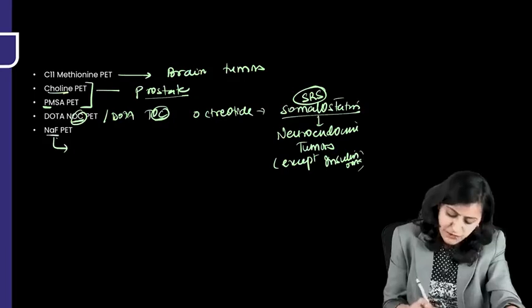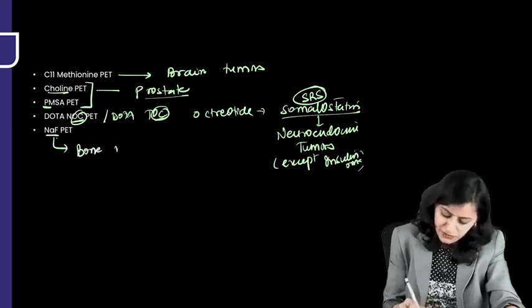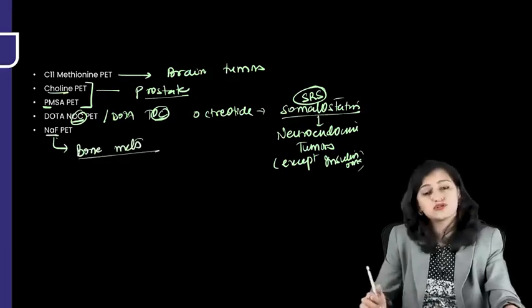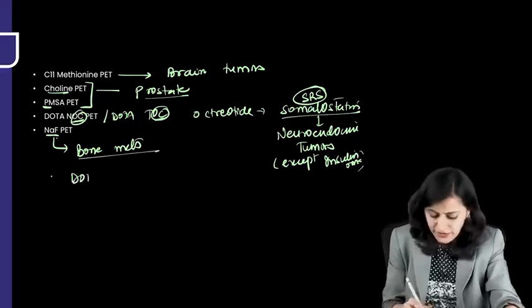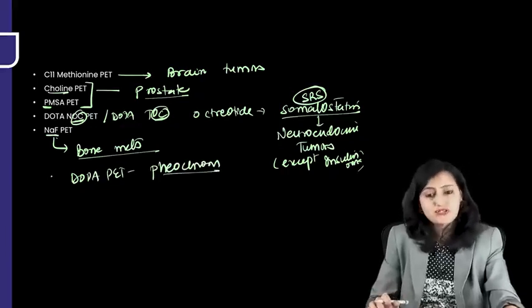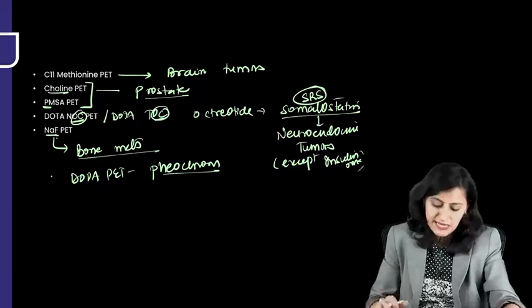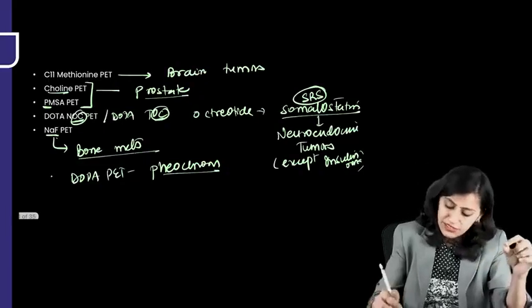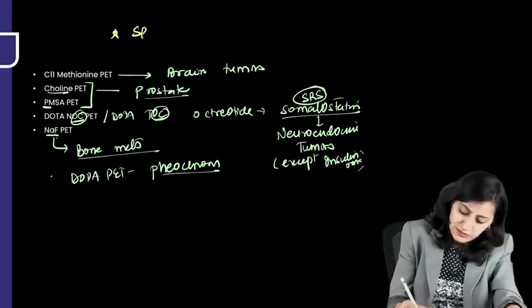Then we have sodium fluoride PET, which is used for bone metastasis. Sodium fluoride PET is for bone mets. We have already seen DOPA PET, the dopamine one, which is for pheochromocytoma. So these are some of the specific PET types that we should be knowing. So that was about nuclear medicine. To add on one point related to SPECT.